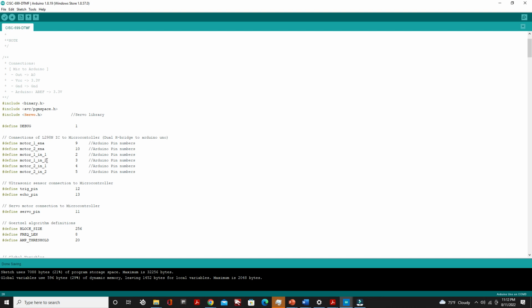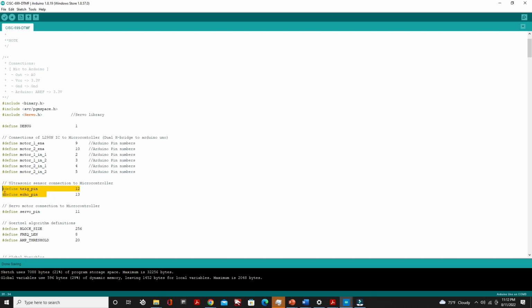These two pins refer to motor 1. This one goes to the positive end of the motor, and the other one goes to the negative end of the motor. These two pins are actually enabled alternately to rotate the DC motors in the forward or reverse direction. A similar approach is taken for motor 2 also.